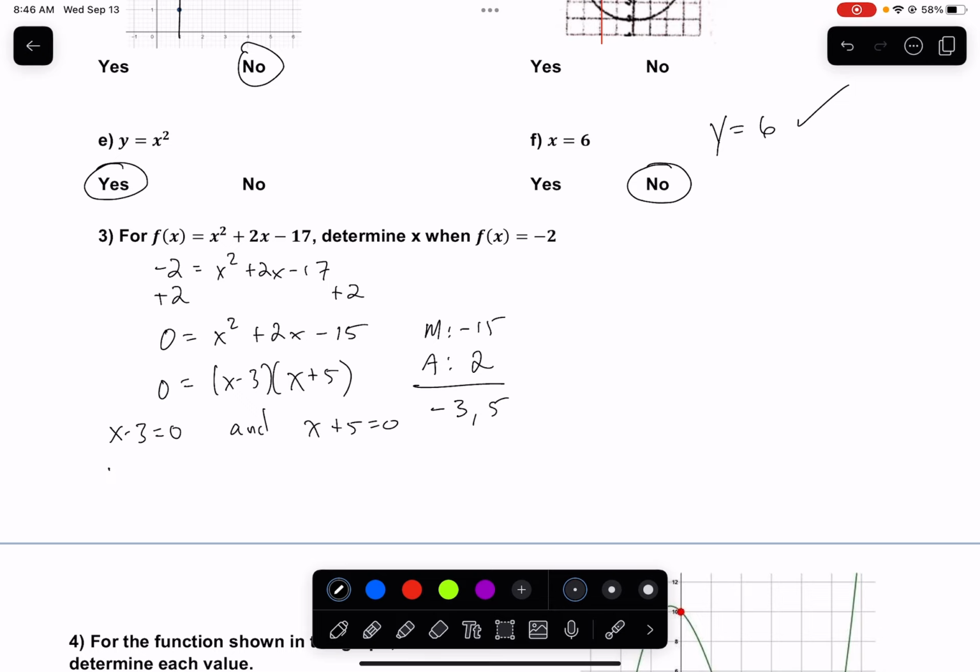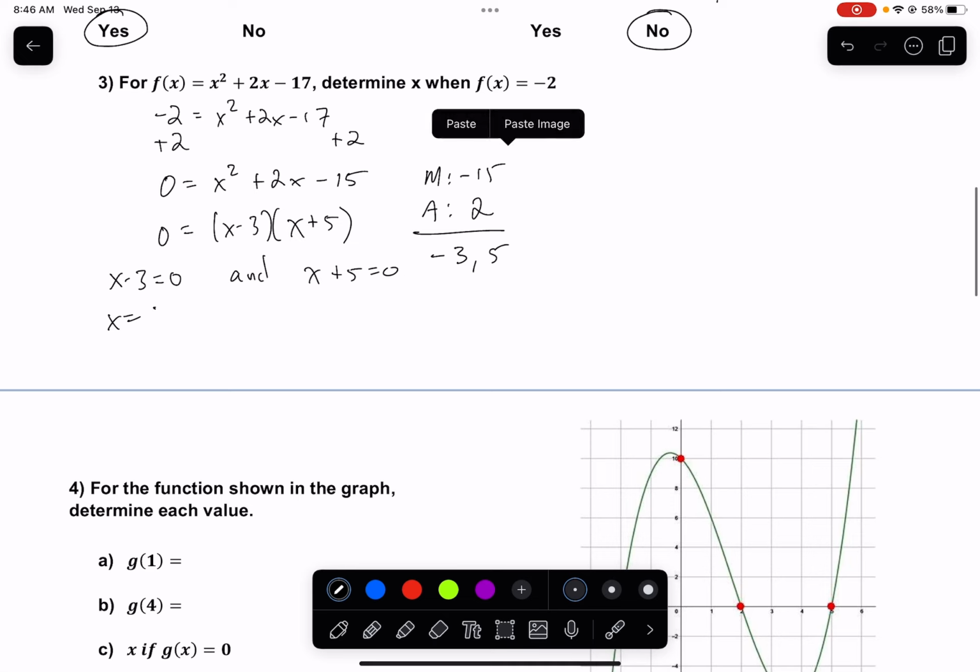Add 3 to both sides. You're going to get x is equal to 3. X is equal to negative 5.